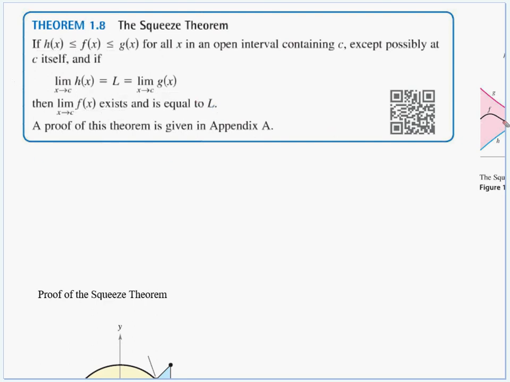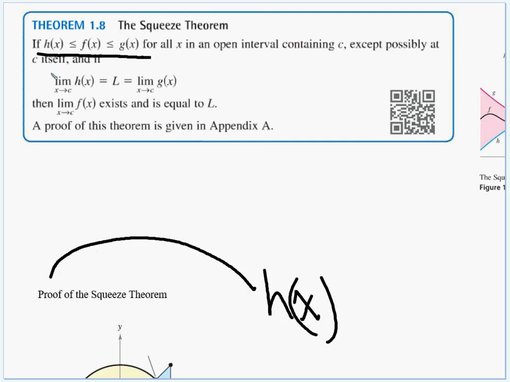Okay, graphically, let me even just draw this as we go. So here, h of x is less than or equal to f of x. So we know h of x is always on the bottom. H of x is always underneath f of x and g of x. G of x is always on top. Let me even switch to a different color ink.